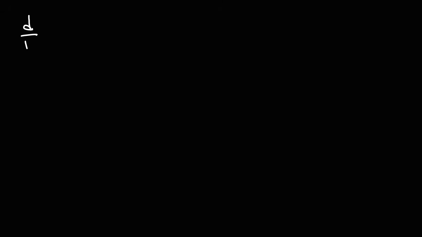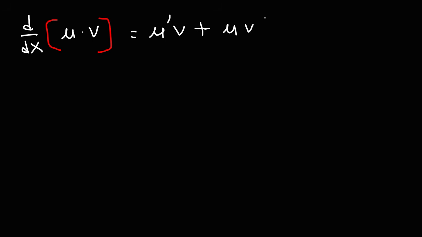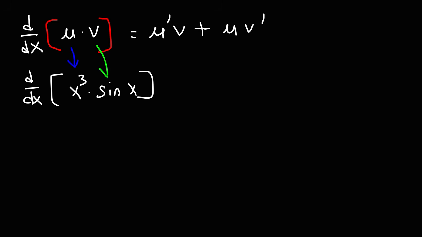Now the next topic of discussion is the product rule. So let's say you have a function multiplied to another function, u times v. What is the derivative of u times v? Well, first you need to differentiate the first part, leave the second part the same, plus leave the first part the same, differentiate the second part. So let's say we have the derivative of x cubed times sine x. In this example, you could say that u is x cubed and v is sine x.